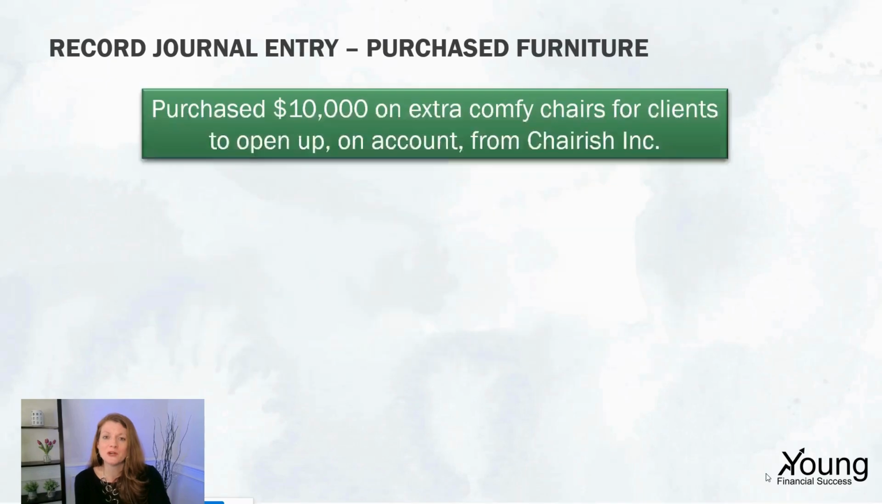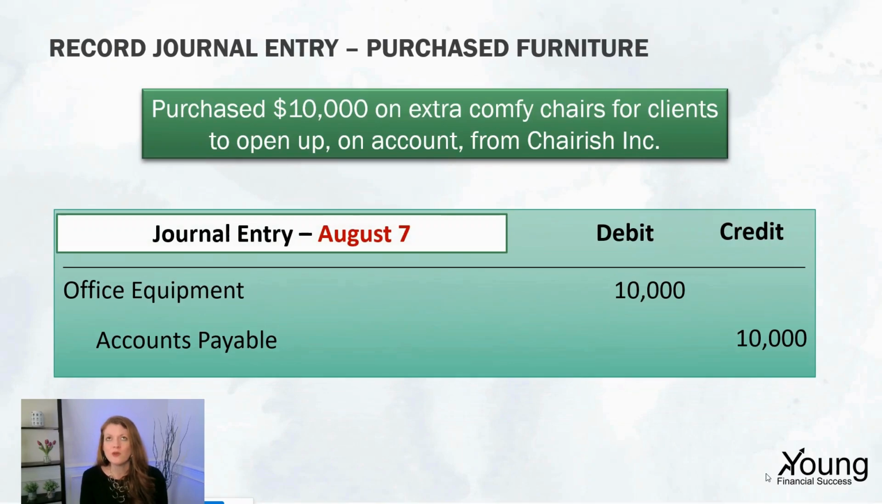Next, we are going to purchase furniture. So they purchased $10,000 of extra comfy chairs for clients to open up on. So they're going to lay down and tell the counselor what they're going through. They purchased it on account from Cherish Inc. So we purchased $10,000 of furniture. I put it as office equipment. You know, in reality, you could put it as furniture, or you could put it as office equipment. You get to choose on some of those things.